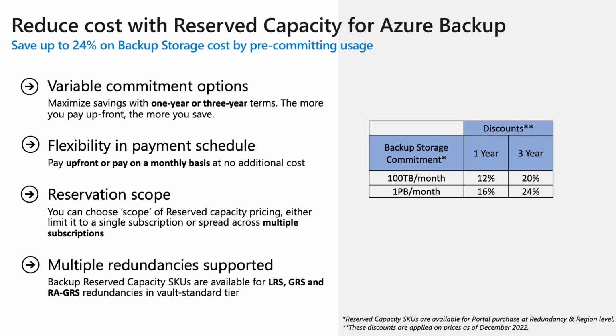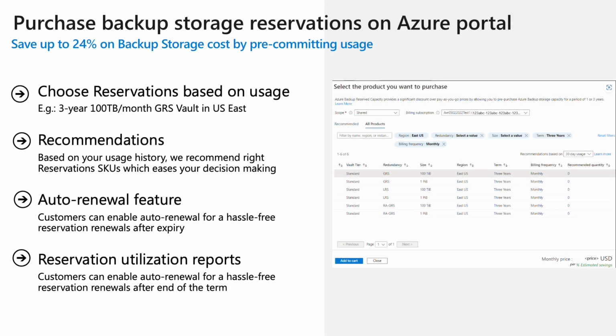Azure Backup has backup reservation queues for 3 redundancies, which is LRS, GRS, and RAGRS across all supported regions except China. Customers can choose backup queues based on their usage. For example, if you store your backups in GRS storage in East US2, select the corresponding queue in the Add to Cart page, which I'll show you in a few minutes.